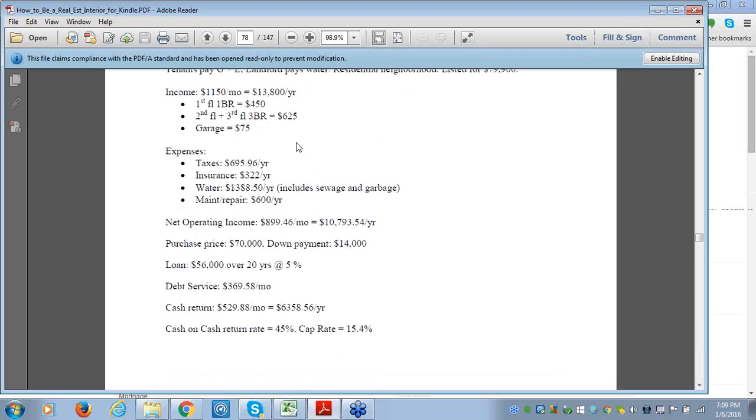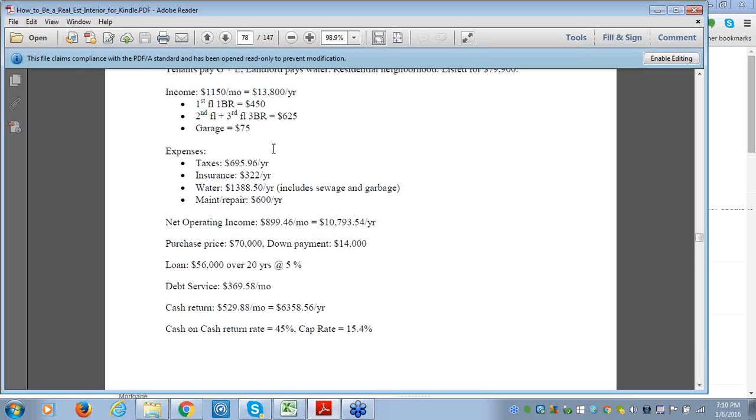We have a sample property here, and the gross monthly rent is $1,150. That's annualized at $13,800. Okay, and that means per year. That's what we mean by annualized. Okay, we break down the rents by unit. First floor is $450, second floor is $625, and the garage is $75 a month. So that's how you come up with your gross monthly rent of $1,150. All right. So we know we have a gross annual rent of $13,800. That's total rents coming in, not factoring in anything at all for vacancies and uncollected rents and so forth.